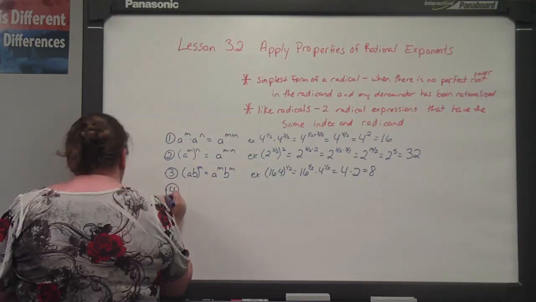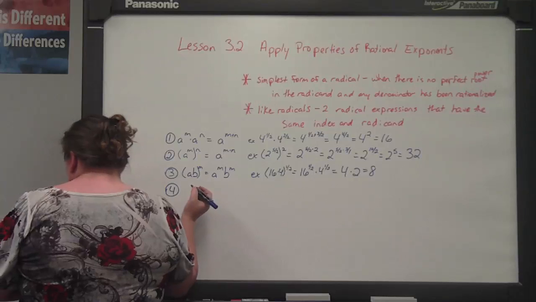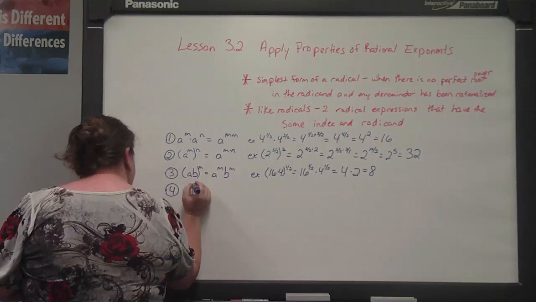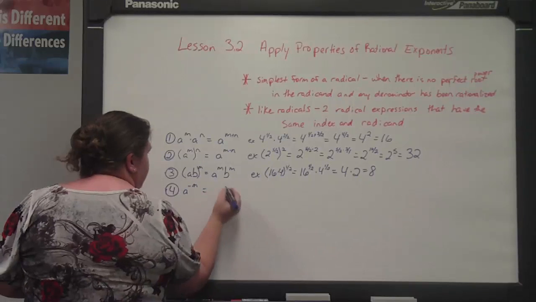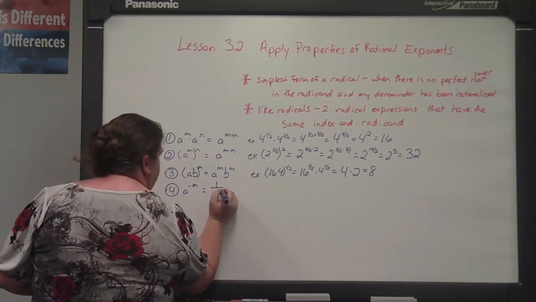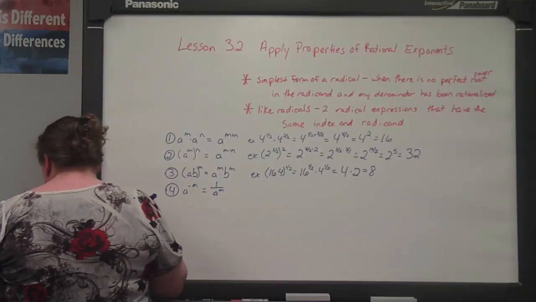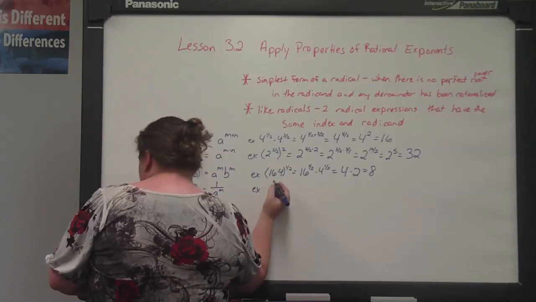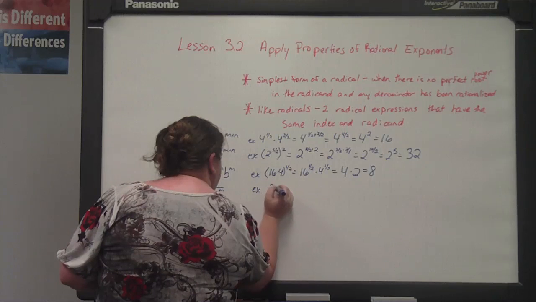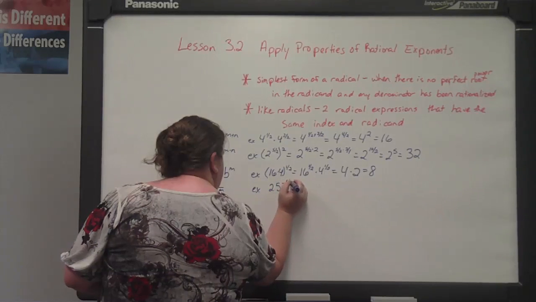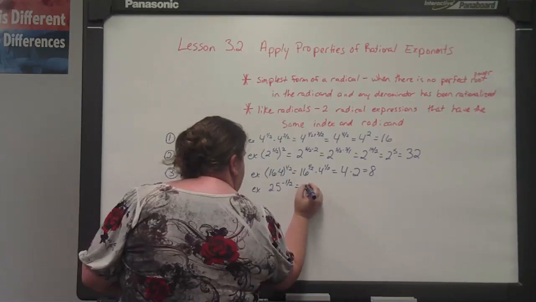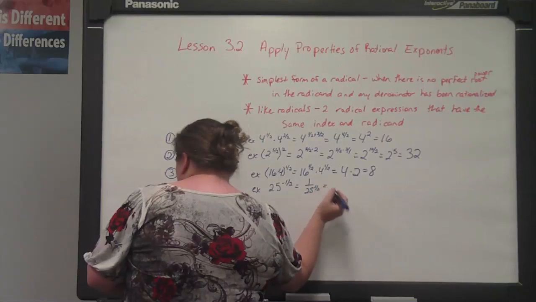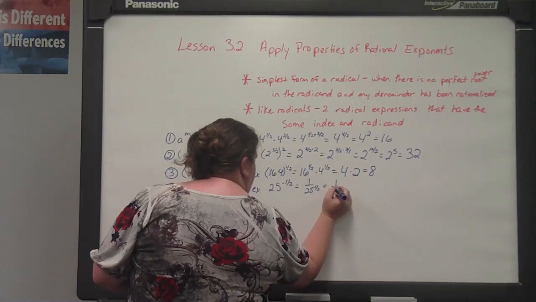The fourth property we have is a to the negative m power is the same as saying 1 over a to the m. So again, I have an example of 25 to the negative 1/2, which is the same as saying 1 over 25 to the 1/2, which gives us 1 over 5.